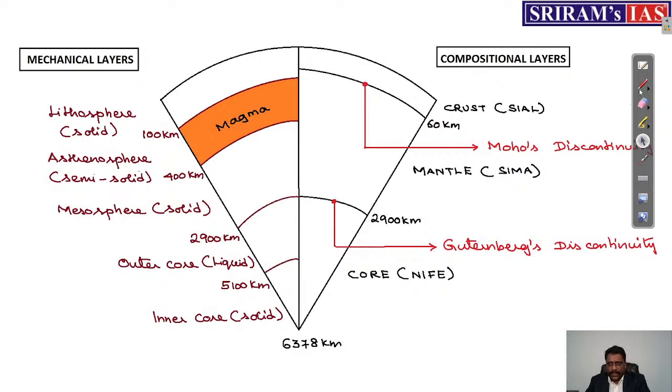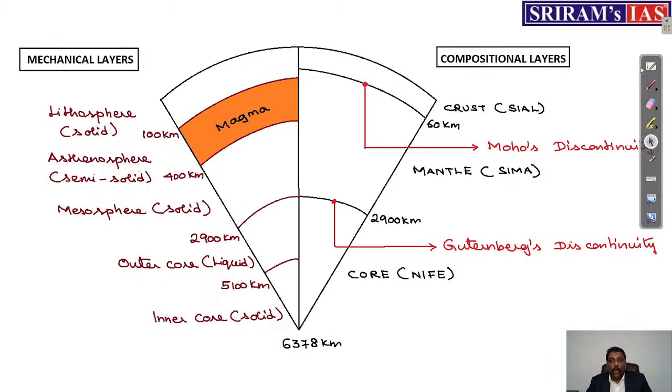And let me also tell you, whenever there is a demarcation of this composition layer, we mark it by a discontinuity, right? So what separates crust and mantle, if you ask me, is a discontinuity called Mohs discontinuity, or you call them the Mohorovicic discontinuity. And similarly, the mantle and core are separated by another discontinuity called Gutenberg's discontinuity. Both discontinuities are very important because they are major discontinuities.